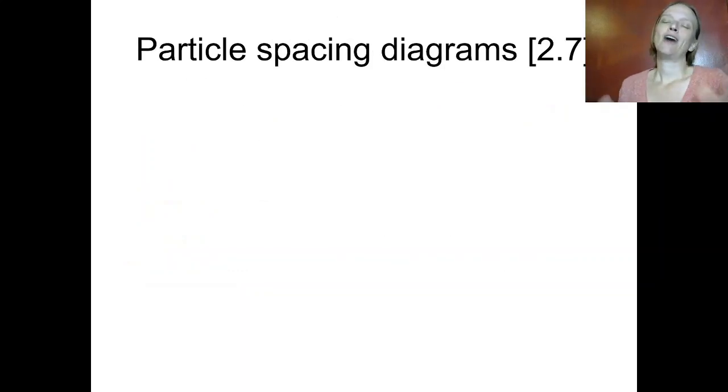So, how do we talk about solids and liquids and gases? How can we model the differences between solids, liquids, and gases? We do that using what are called particle spacing diagrams. It shows how particles are organized and arranged, and also gives an indication of their speed in different types of substances: solids, liquids, and gases.